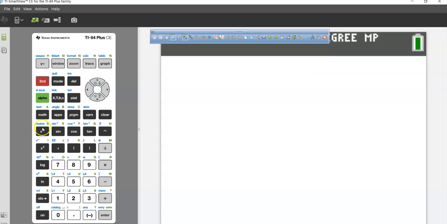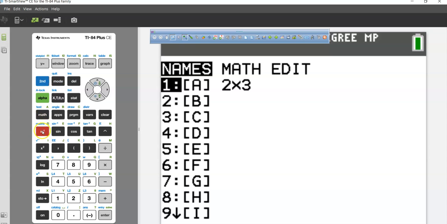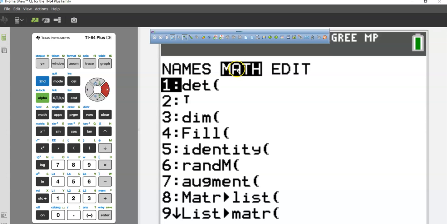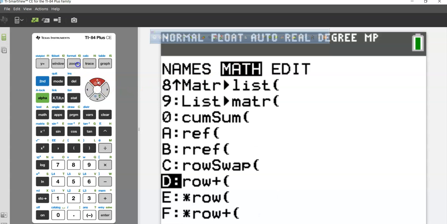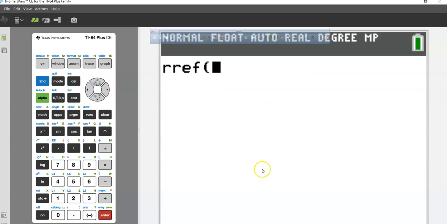Hit second matrix, which is that blue button, x negative 1. We go to the right where it says math. So you go to the right, you go up 5: 1, 2, 3, 4, 5, and you choose reduced row echelon form. Now, I'm not going to be explaining to you today in this video what reduced row echelon form is, but it'll be very useful. Okay, I'm not going to be talking about it, so use reduced row echelon form.